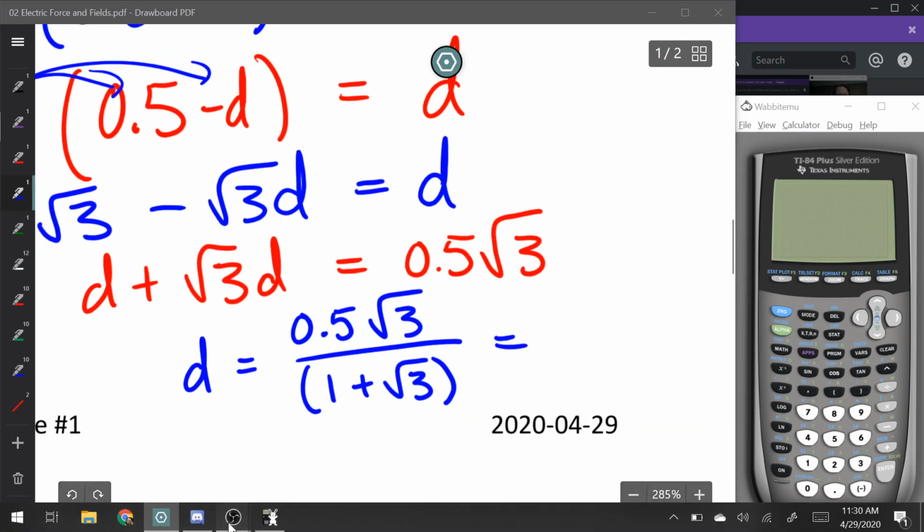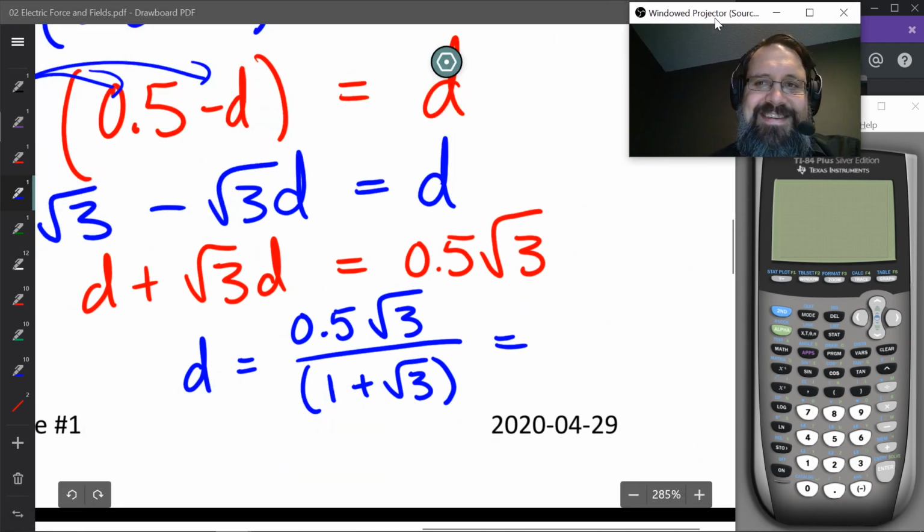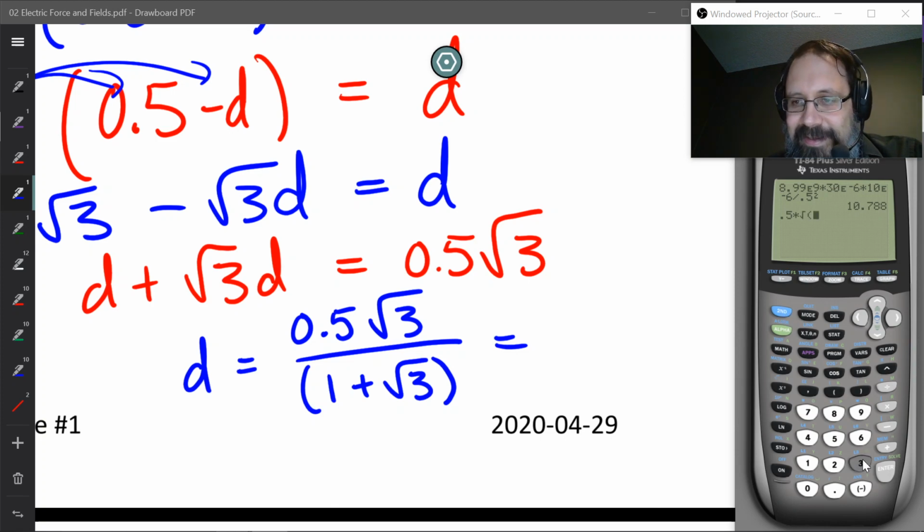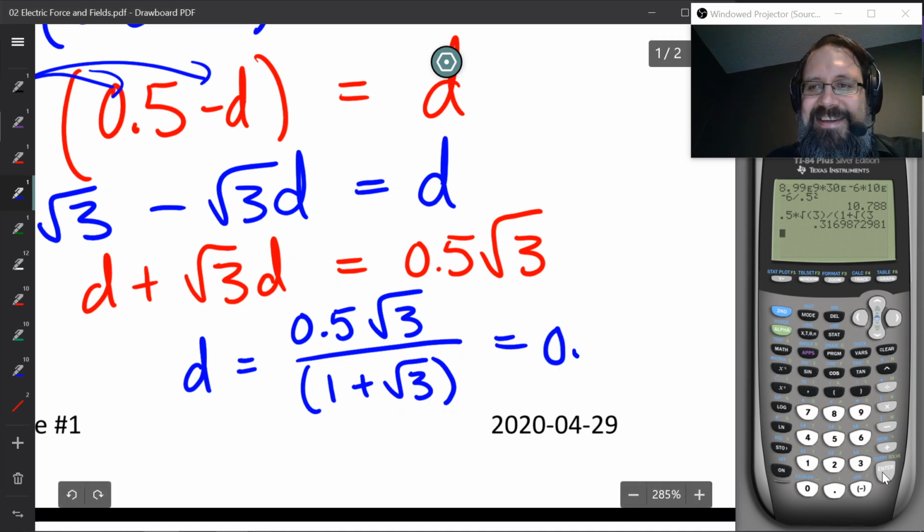I guess I could put my camera back up there now. Okay, so here we go. So 0.5 times square root of 3. I think that's how you do square root. Yeah, there it is. That's half the square root of 3 divided by 1 plus the square root of 3. So I got 0.3169, which seems like it's completely the wrong answer.